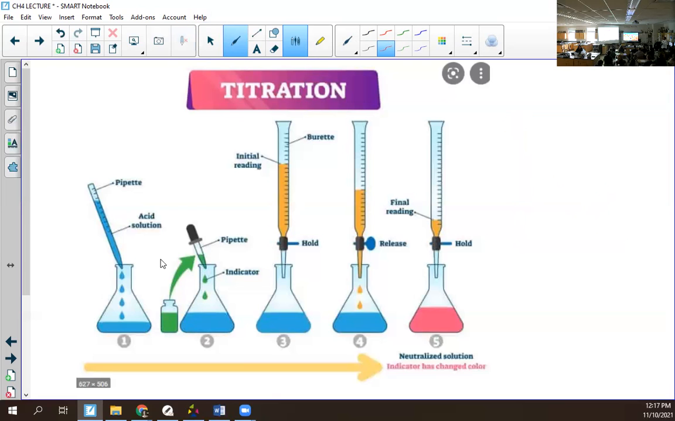So you have your unknown, you add an indicator. An indicator is something that changes color in the presence of H plus or OH minus. Typically we use universal indicator. We can use a bunch of different ones. It doesn't really matter, but once you put the indicator in, it's still blue or whatever. Tell your partner if you have any guess: is this substance a base or an acid?